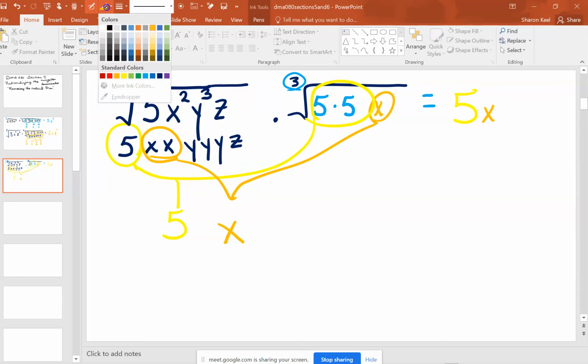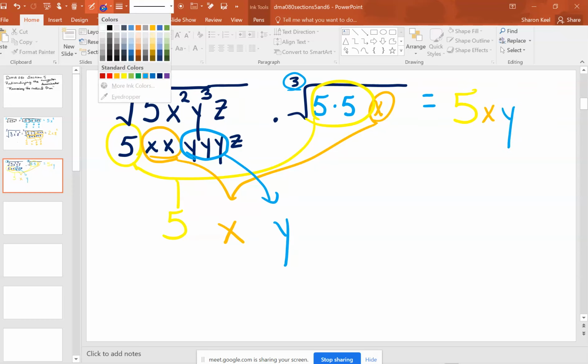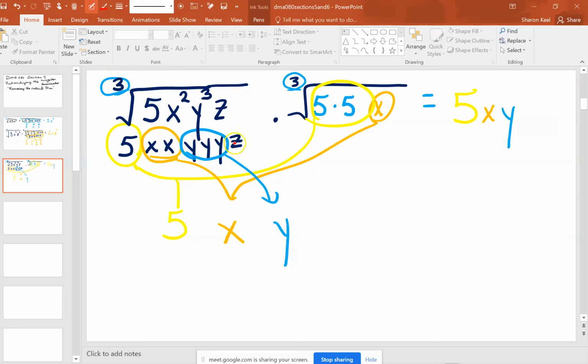3 y's means 1 y will come out. I don't need any more because I have exactly an even number of a grouping for 3. For the z, I only have 1 z. I would need 2 more z's to give me a total of 3 z's. Then at that point, my z can come out from under the radical.